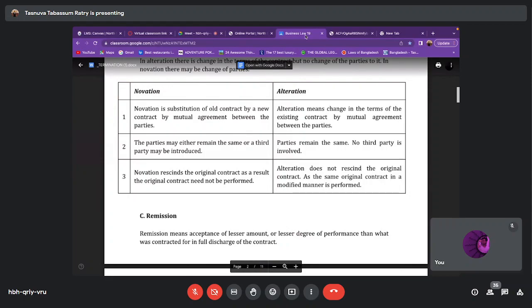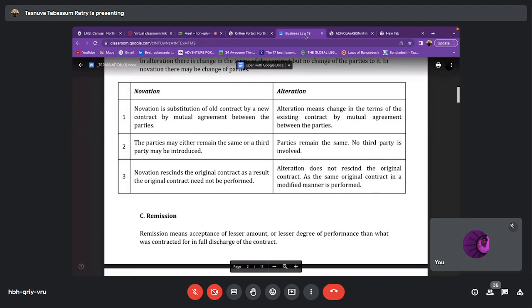We have seen fraud, misrepresentation, undue influence, coercion. Now we have seen novation and alteration. So what are the similarities between novation and alteration? Both are methods to terminate a contract by mutual agreement, meaning the parties mutually agree, consent, to terminate the contract. However, what is the difference? Novation happens when there is a substitution of an old contract by a new contract. As a result, that original contract has been rescinded and does not need to be performed.